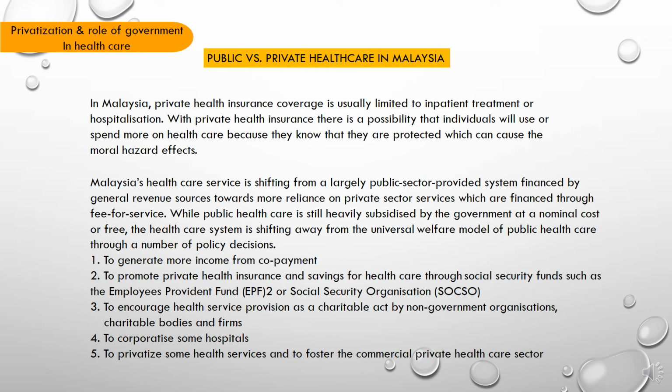So in Malaysia, the private health insurance coverage is usually limited to inpatient treatment or hospitalization. So with private health insurance, there is a possibility that individuals will choose to spend more on healthcare because they know that they are protected, which can cause moral hazards. So Malaysia's healthcare system is slowly shifting from a largely public sector provided system financed by general revenue sources towards more reliance on private sector services which are financed through fee for service.